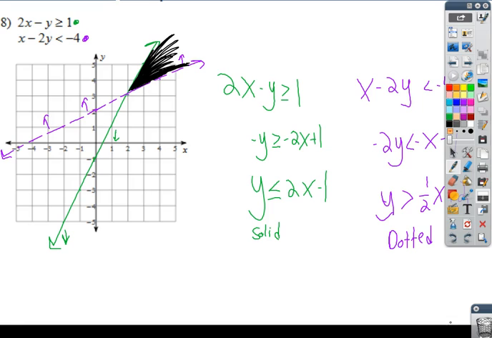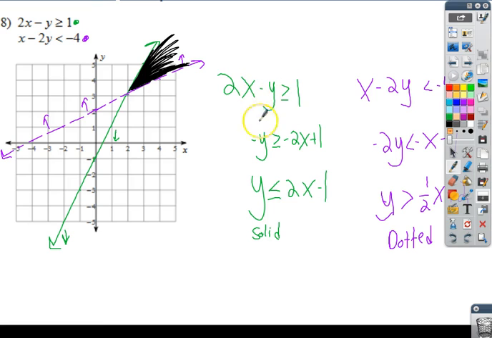Now, this is problem number 8 from the review. Now, let's go over a couple things. Look at the question in green here, that particular equation. You could graph that as presently constituted, but some of you don't like that. So let's go ahead and turn this into y equals mx plus b form.